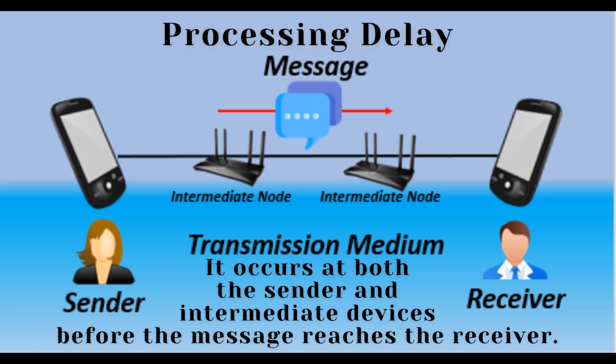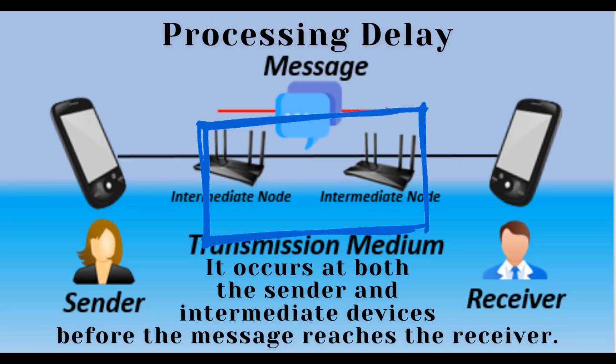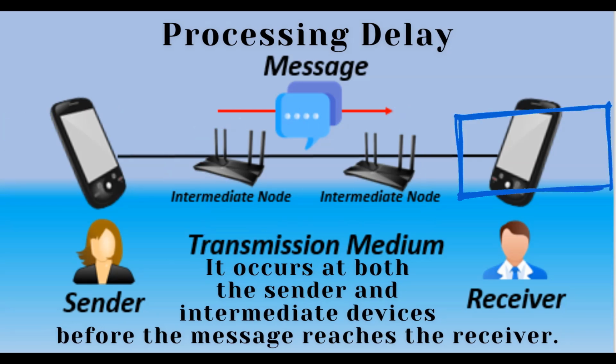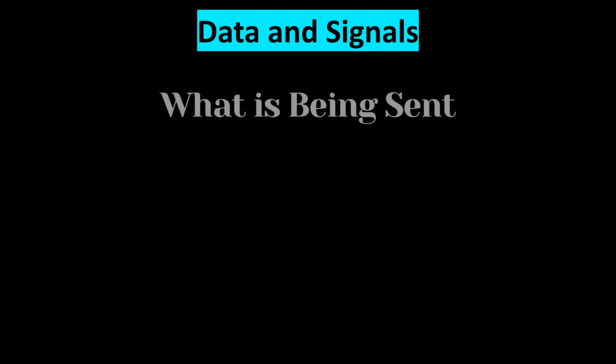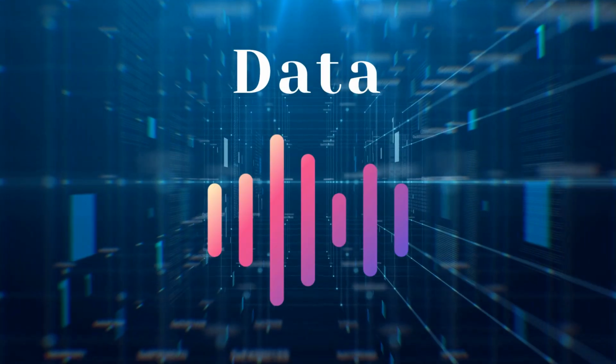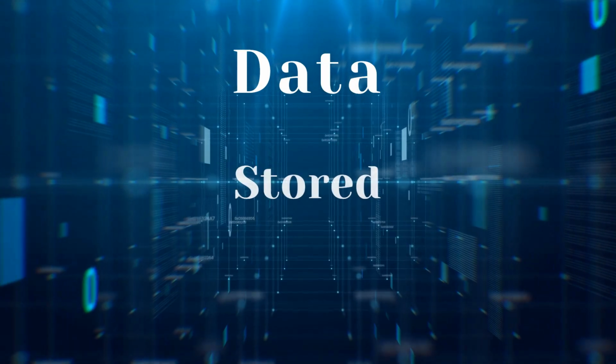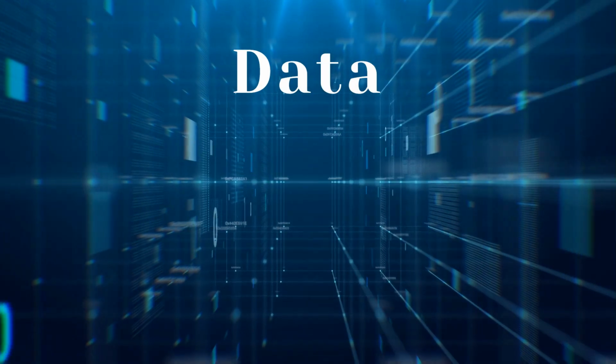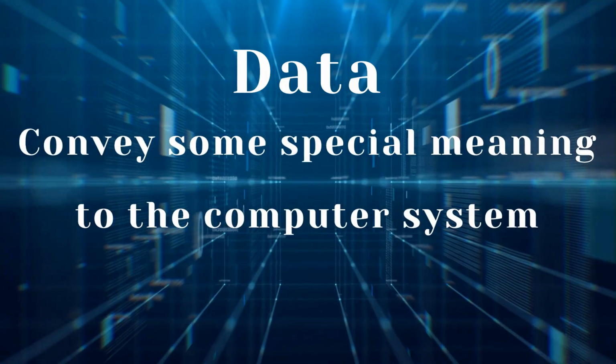It occurs at both the sender and intermediate devices before the message reaches the receiver. Data and signals: what is being sent? Okay, so what's actually being sent? That's data. Your voice, a text, or a photo are stored in the form of zeros and ones, which convey some special meaning to the computer system.